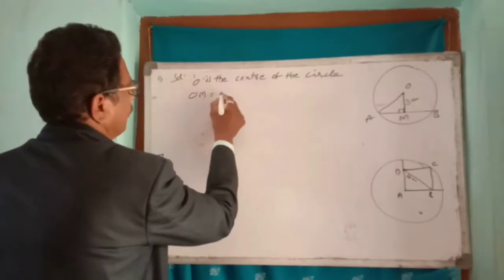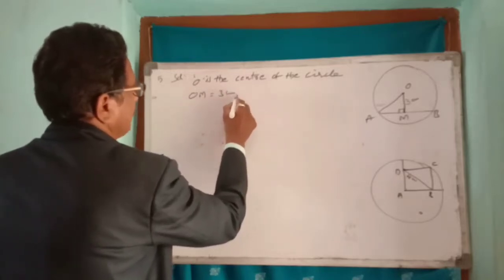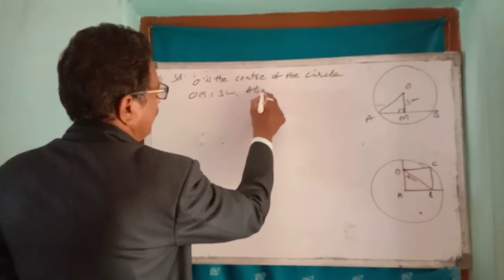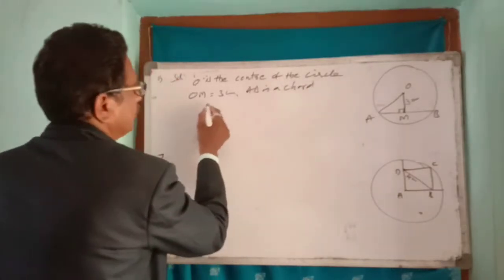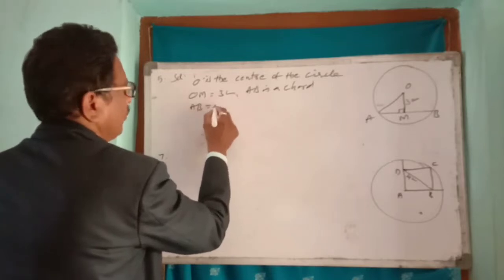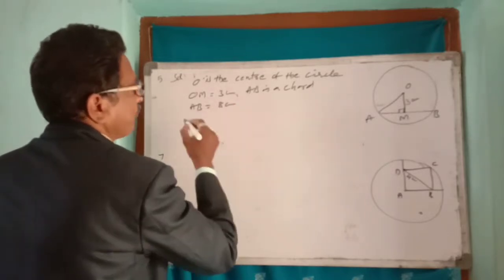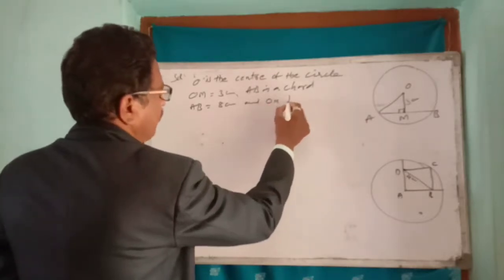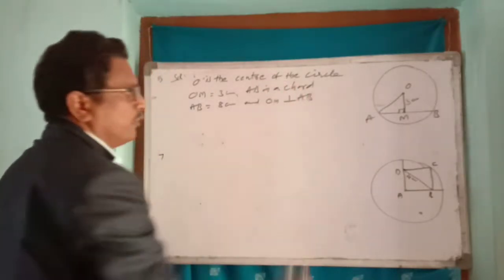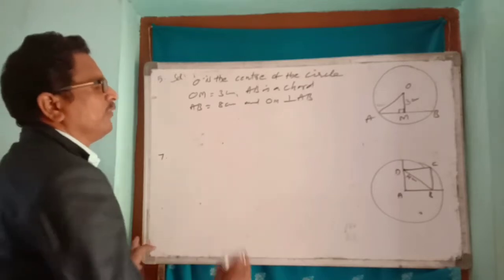OM equals 3 centimeters. AB is a chord, which has length AB equals 8 centimeters. OM is perpendicular to AB.